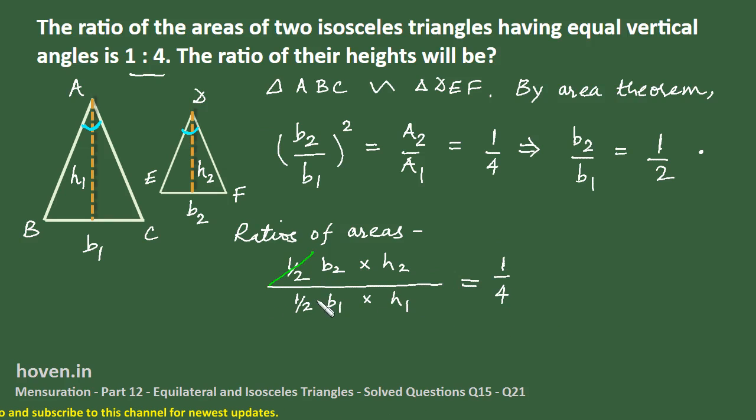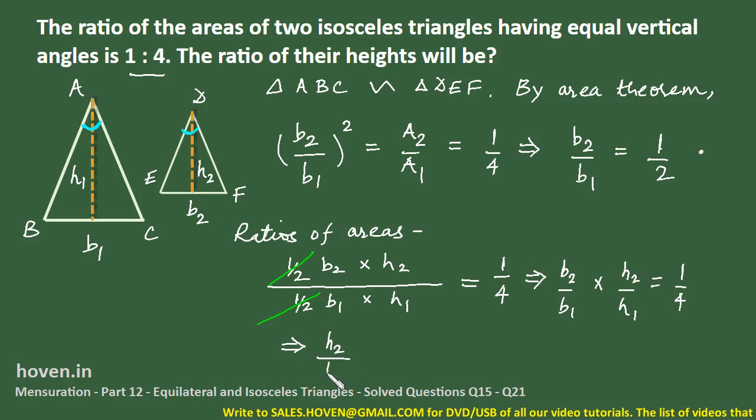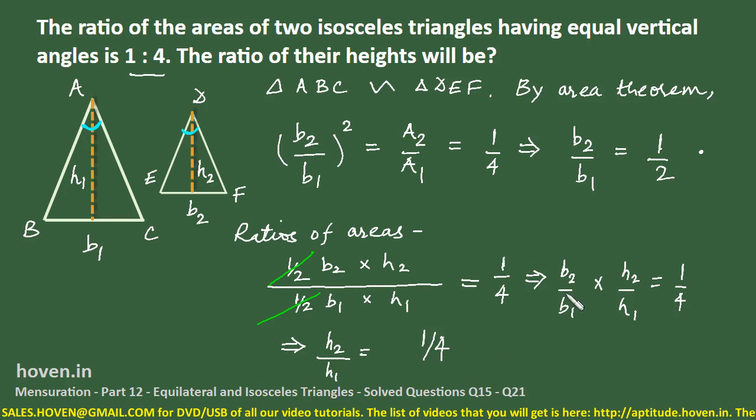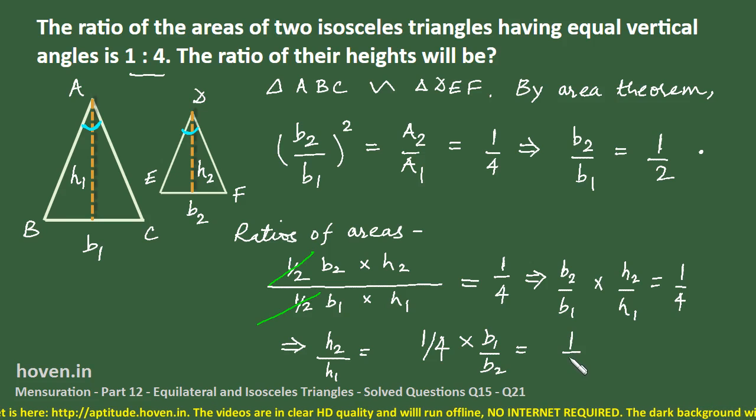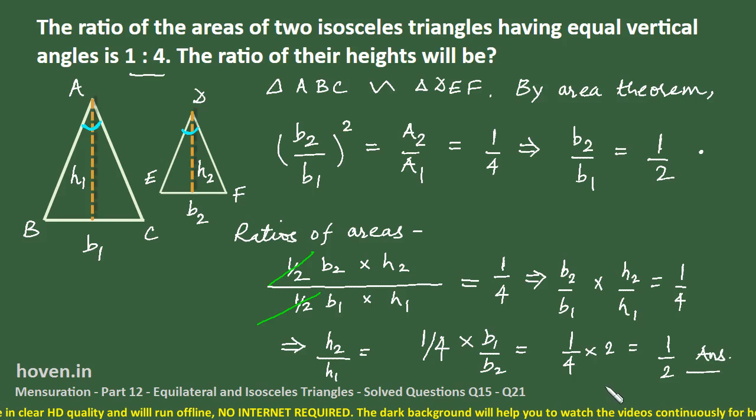And we can cancel out this 1/2 and this 1/2. So, which implies B2 by B1 into H2 by H1 should be equal to 1/4. And which implies H2 by H1 should be equal to 1/4, this B2 by B1 is known to be equal to half. So this B2 by B1 moves to the other side as B1 by B2, which is equal to 1/4 into 2 is equal to 1/2, which is the required answer.